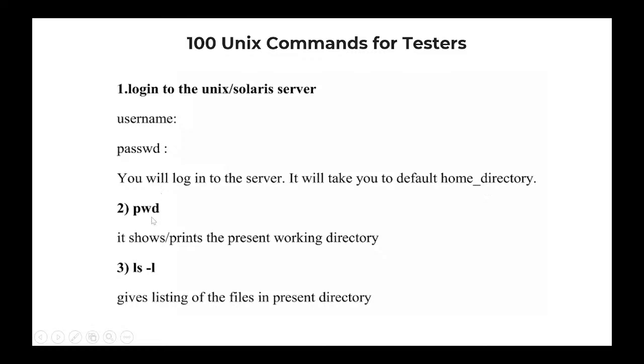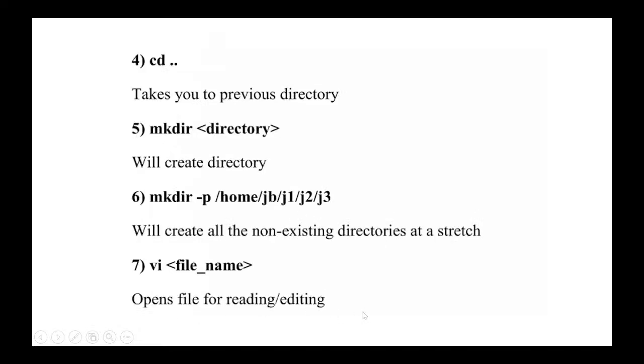The second command is pwd, which prints the present working directory. The third one is ls -l. It gives a listing of the files in the present directory. The fourth one is cd space dot dot, which takes you to the previous directory.